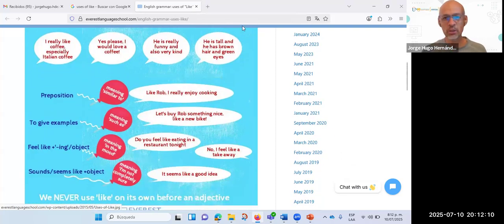Okay, now we're going to do some exercises, because that's the way we practice and understand how to use each one of these uses of like. Okay, wait a minute.